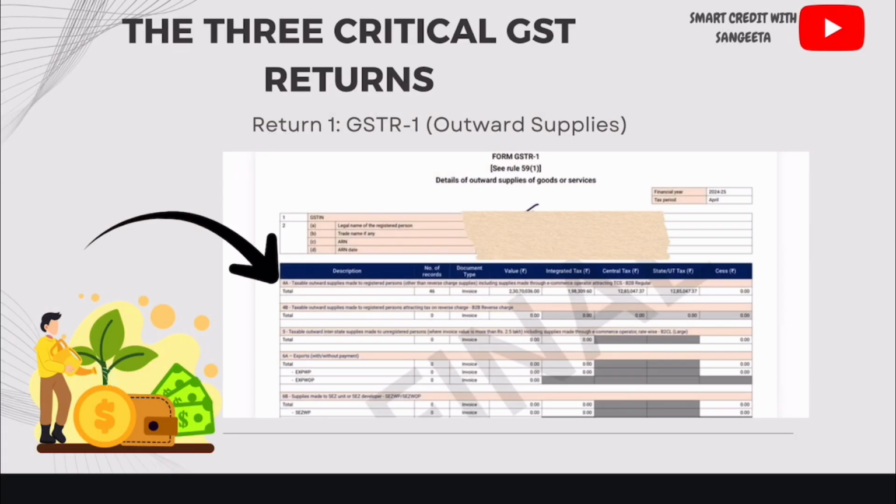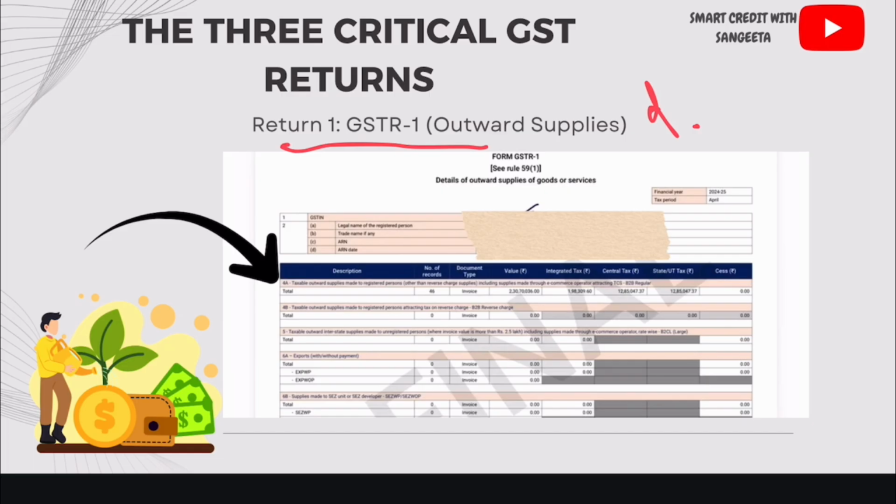Now let's understand the three critical GST returns. Let me break them down into three returns so that you can focus on what you need, right? First is GSTR1, return 1, that is outward supplies. GSTR1 shows you sales and revenue as declared by your customer. So what are the key sections you can check? B2B invoices, right? Section 4A, 4B, 6B and 6C.